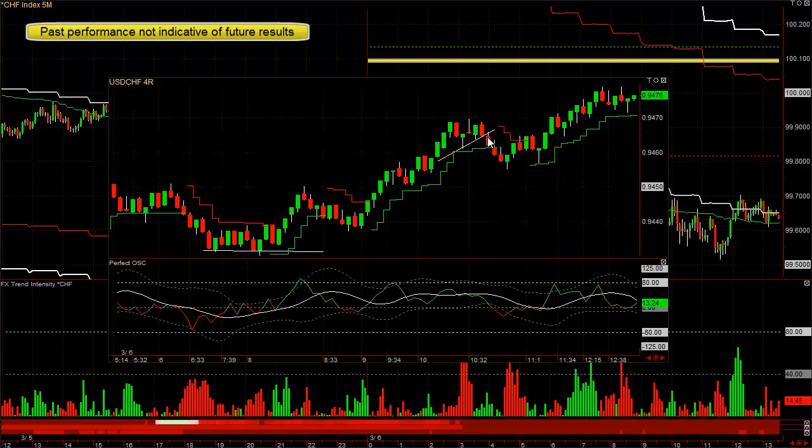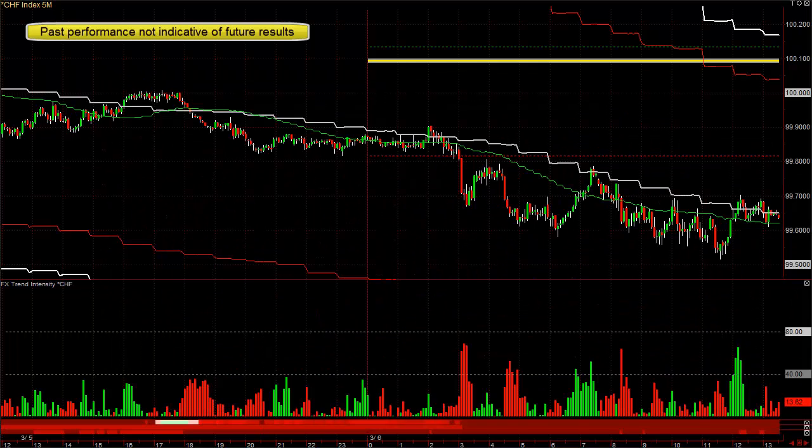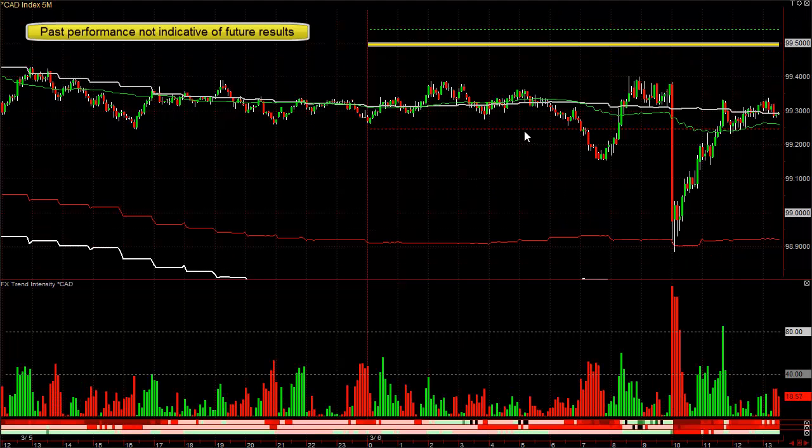You're short around 64, so you really didn't make much on that counter trend trade, but most traders aren't able to make any money at all trading counter trend. So let's take a look at some of the other currencies here.